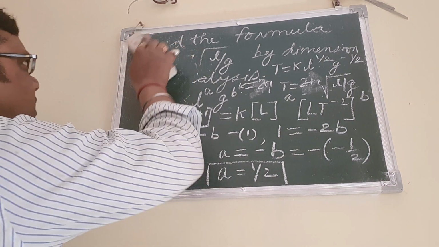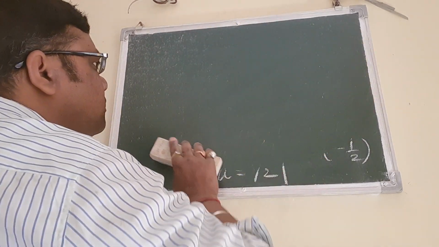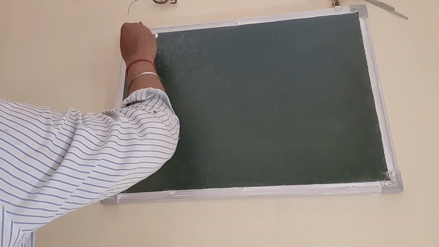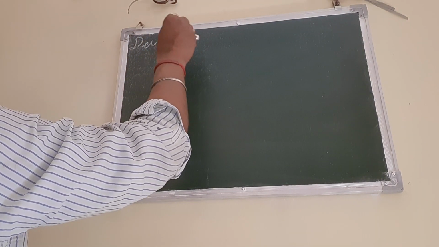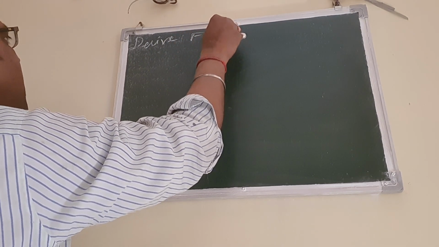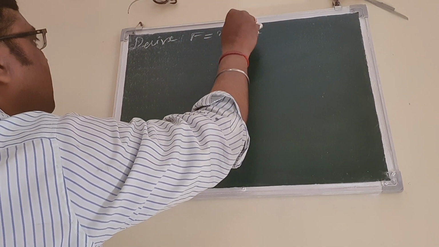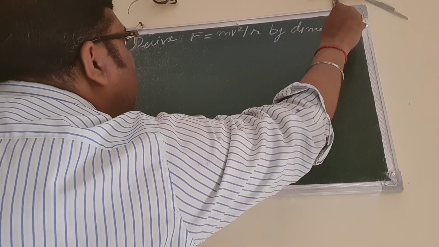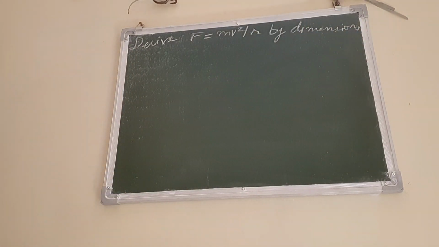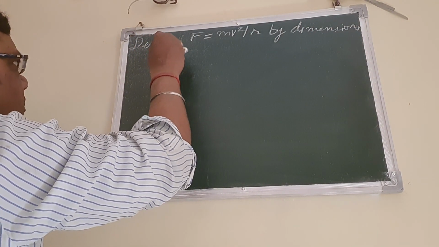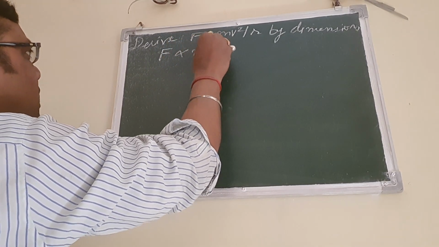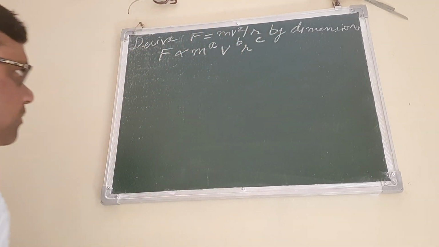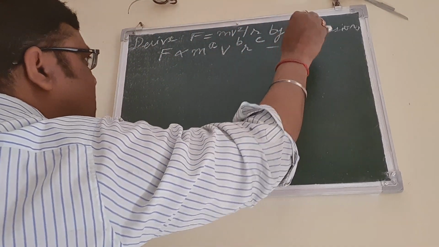Now we are proceeding to the next question. Derive the centripetal force F is equal to mv square by r by dimensional analysis. So we are proceeding with the question. F is directly proportional to m raised to power a, v raised to power b, r raised to power c. This is our first equation.